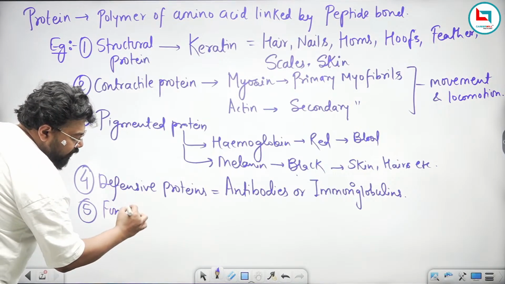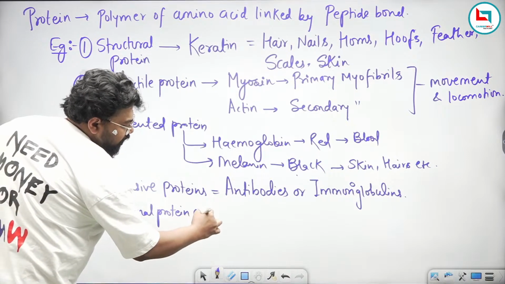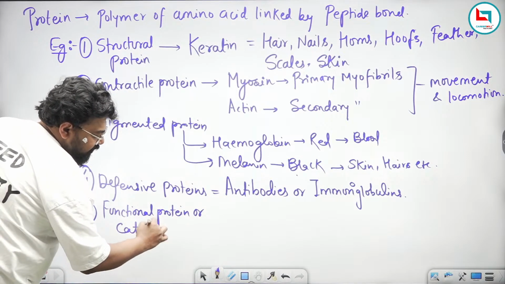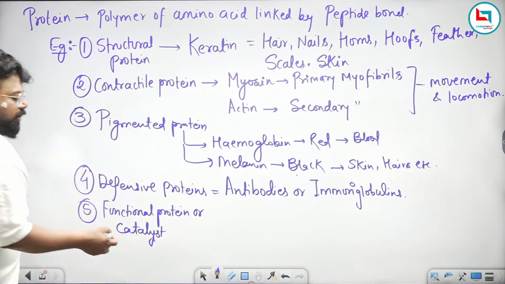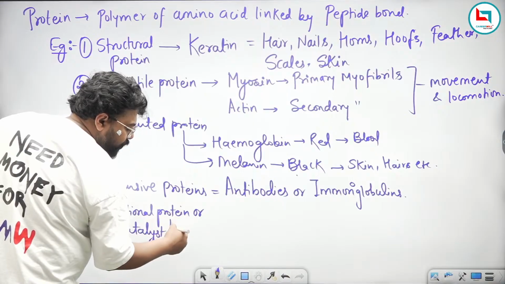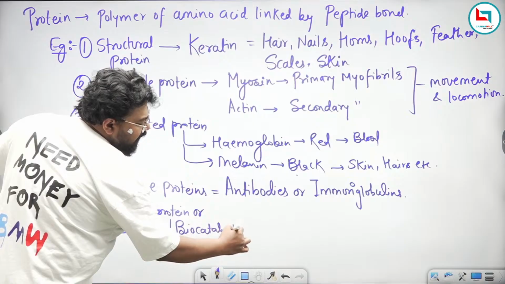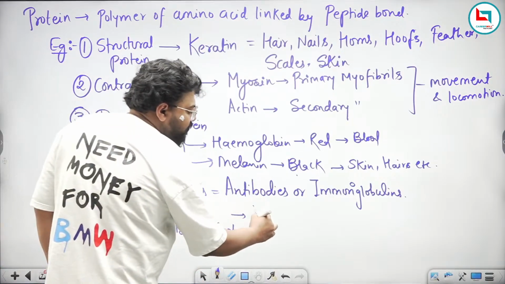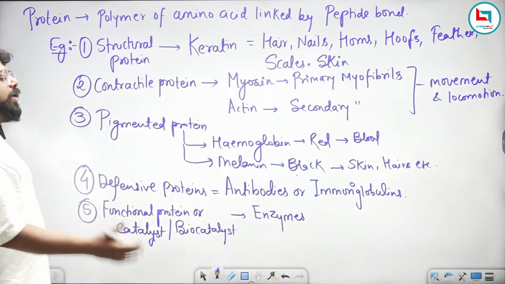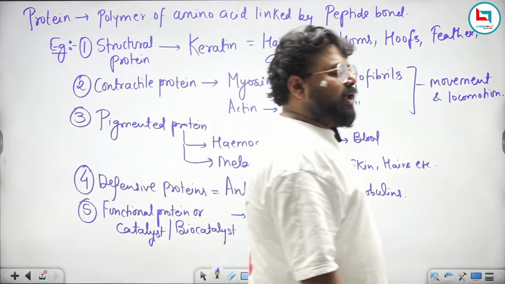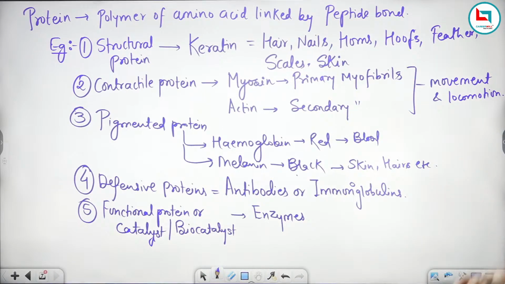Next is functional protein, or catalytic protein. These are also known as catalysts. Like in chemistry, you have studied a molecule known as a catalyst. So these are catalytic proteins, or biocatalysts. In our living system, enzymes work as biocatalysts. The chemical reactions going on inside our body need a catalyst. In our body, no reaction occurs without the help of enzymes.